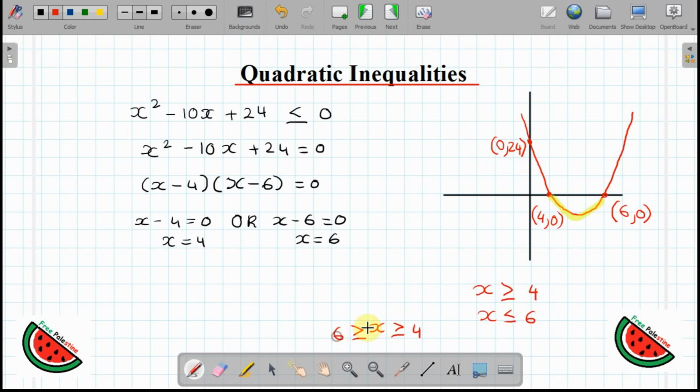But if you write it as two separate inequalities, that is also fine. The exam board will accept it.